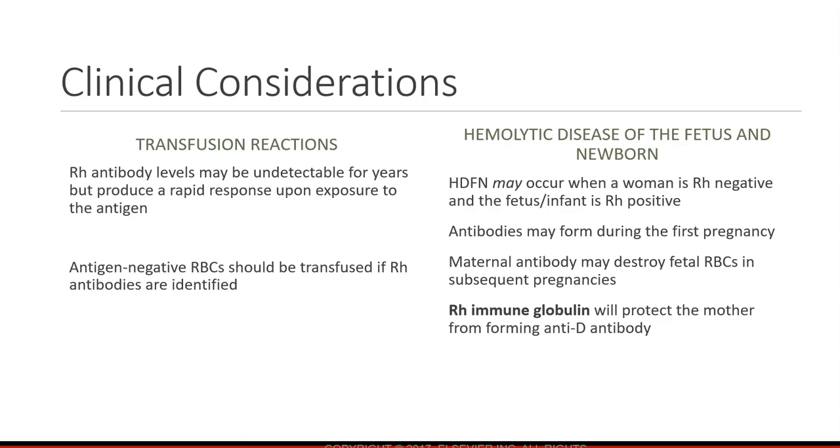Maternal antibody may destroy fetal RBCs in subsequent pregnancies, and D-negative mothers who give birth to D-positive babies are given a product called Rh immune globulin, which is anti-D in a bottle that will attach to and destroy fetal cells before her system has a chance to recognize them as foreign, thereby preventing her from forming anti-D.